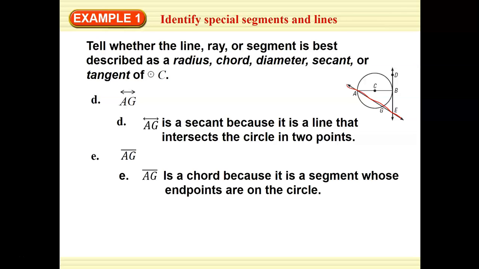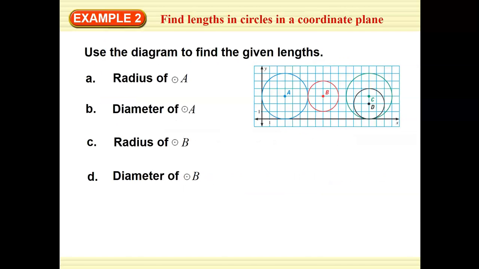So I just want to remind you guys about the difference between those two things. The main difference between a chord and a secant is a chord has to be a segment, a secant has to be a line, so make sure you use the correct notation on that.